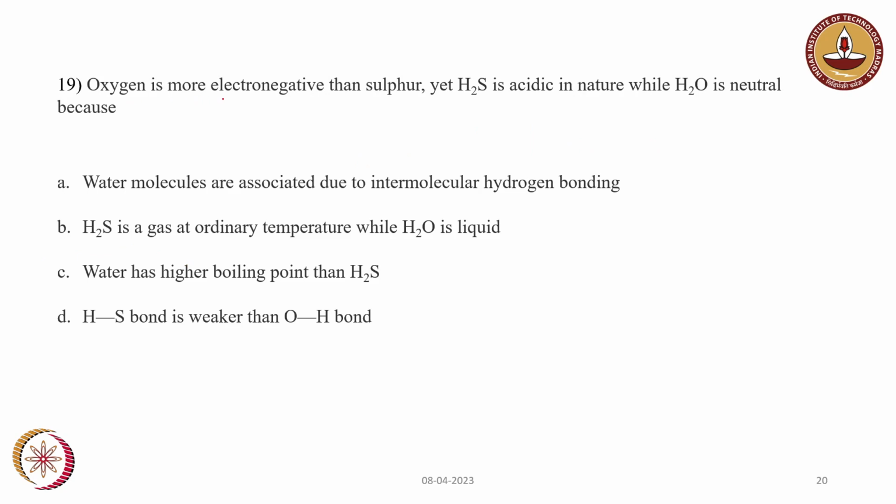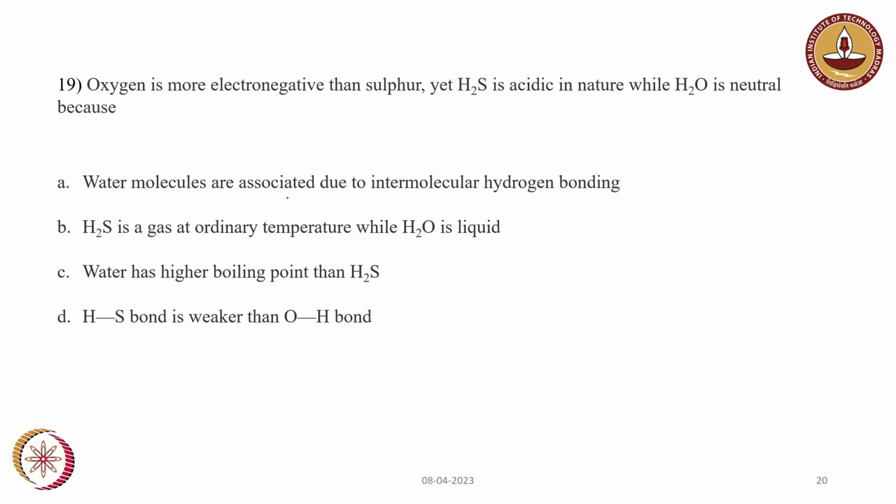Next question: oxygen is more electronegative than sulfur, yet H2S is acidic in nature, while H2O is neutral because option A, water molecules are associated due to intermolecular hydrogen bonding. Option B is H2S is a gas at ordinary temperature while H2O is liquid. Option C is water has higher boiling point than H2S. And option D is HS bond is weaker than OH bond. So let's go through each statement.